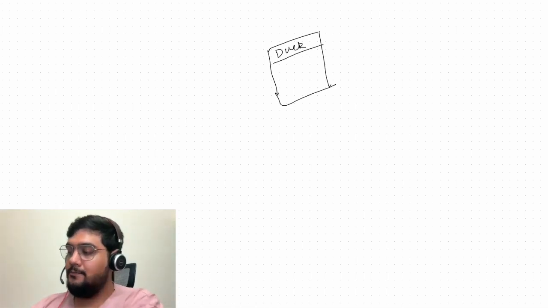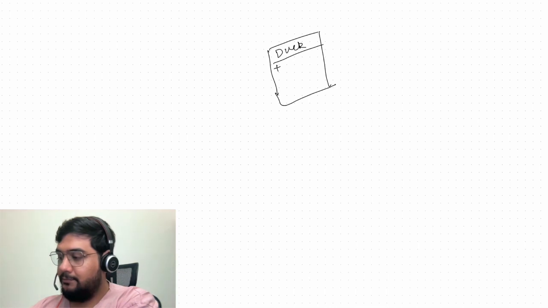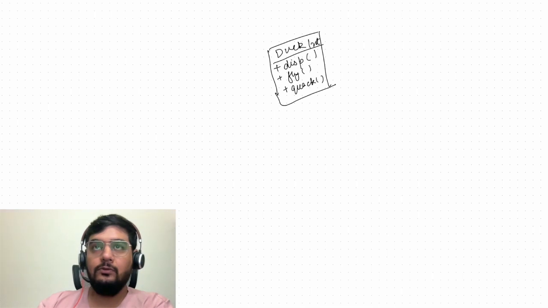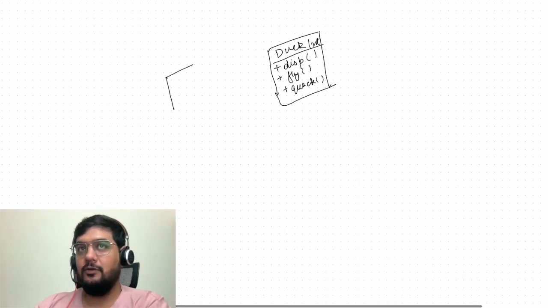So just consider that this is a duck interface. In this duck interface we have three functions: display, fly, and let's say quack. Cool. This is an interface. I'm just denoting it like this so that you guys have a much clearer picture.